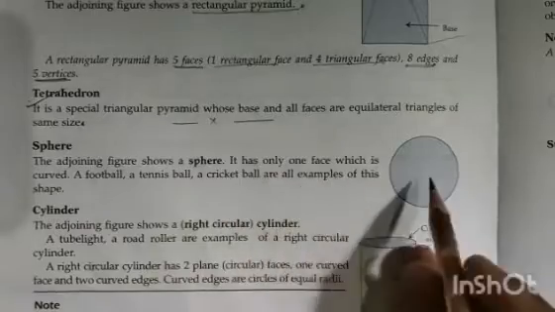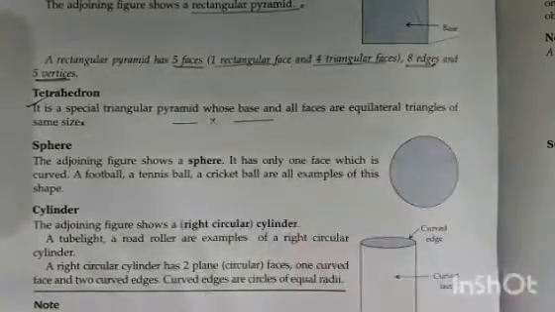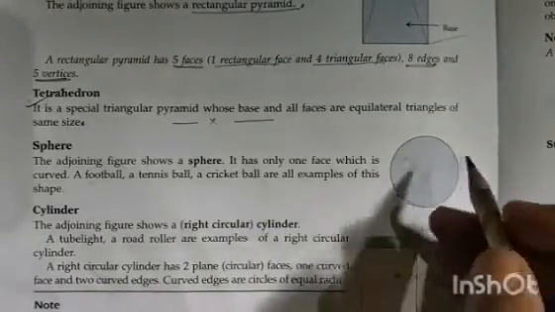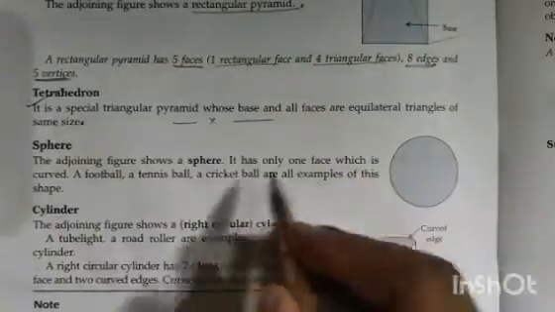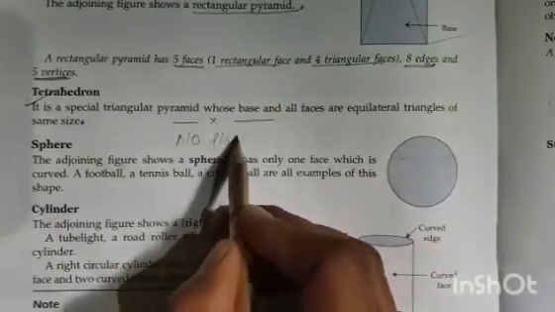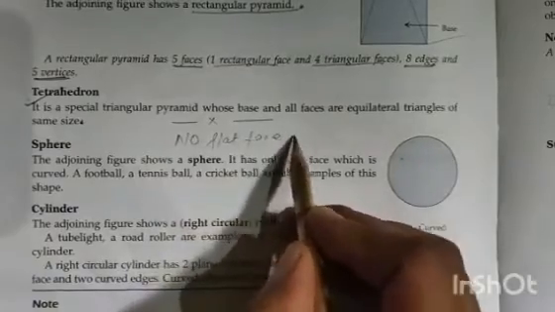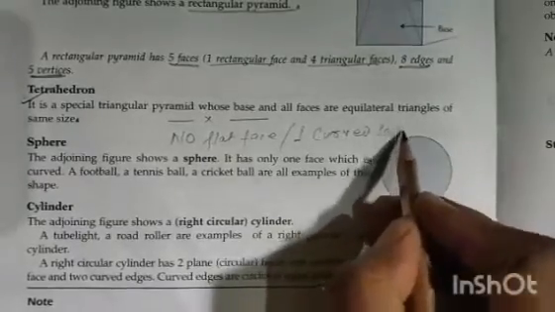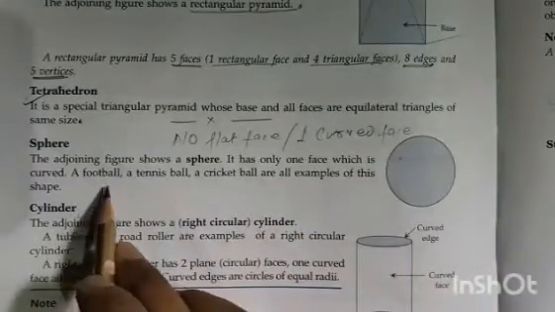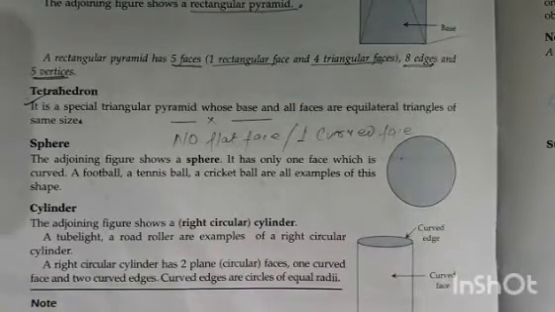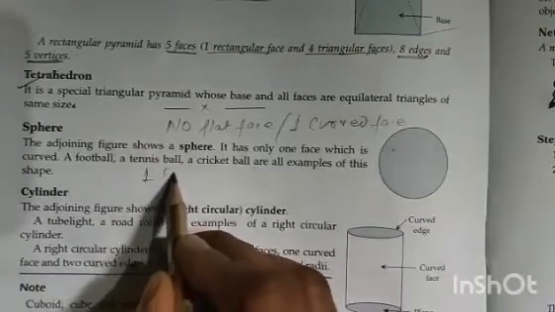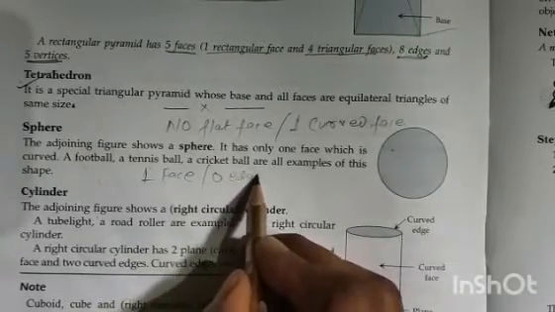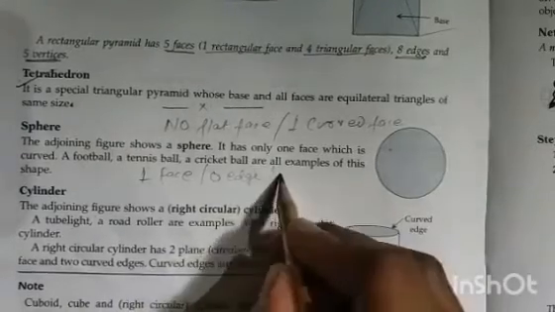It has only one single face. See children, there is no flat surface, so that we can define that these all are the different faces. So a single face is there, one single curved face. It has no flat face. It has only one curved surface, or you can say face, which is curved. A football or tennis ball or cricket ball, these all are examples of sphere. It has one face, zero edges, as well as zero vertices.